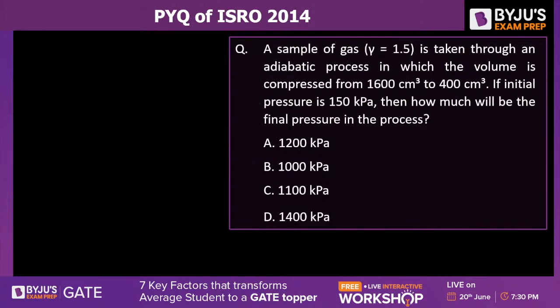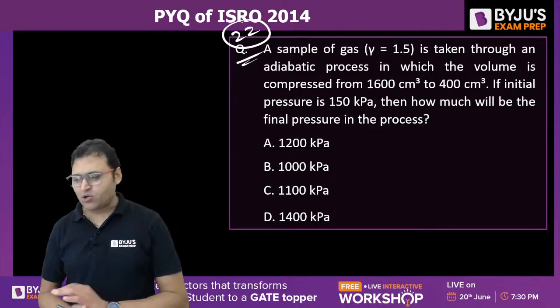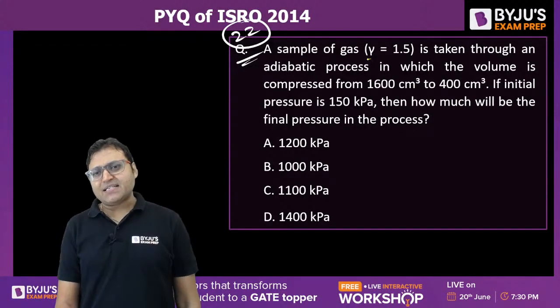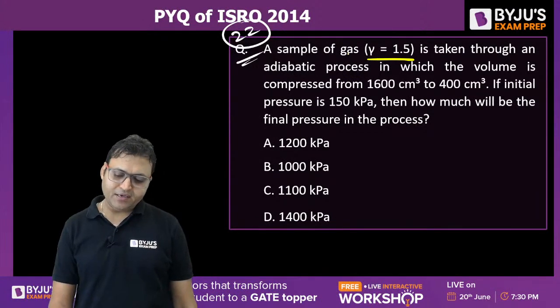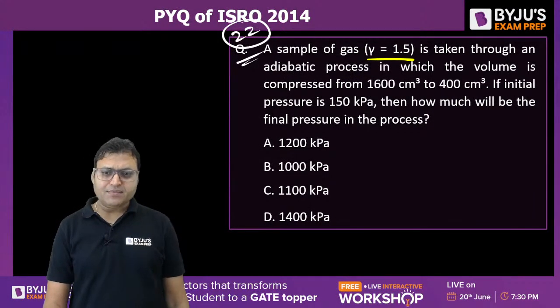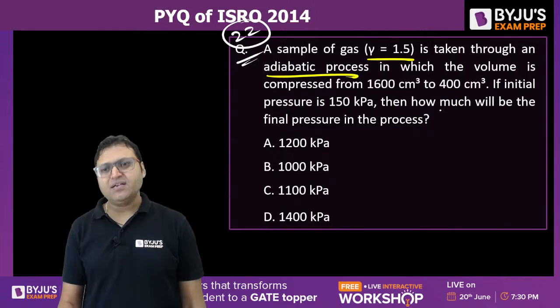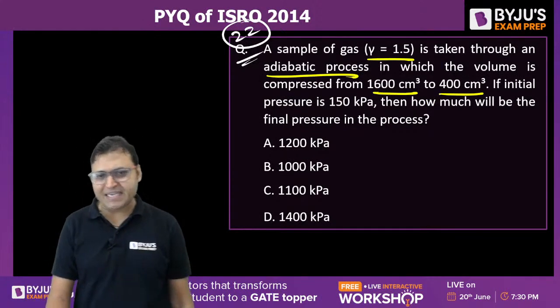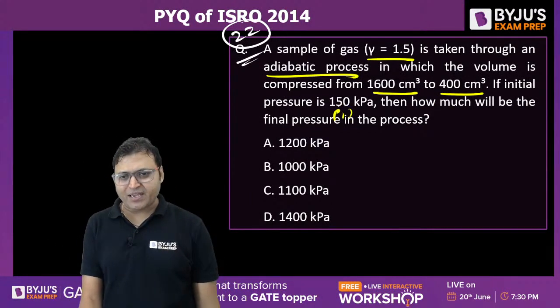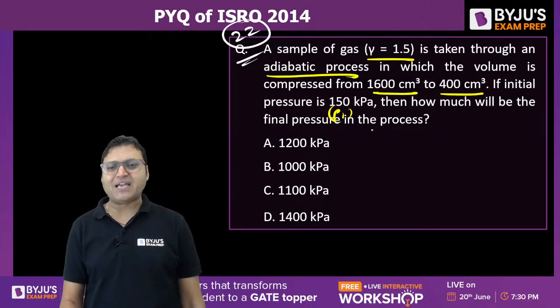Question number 21. This is question number 22. Read the question and try to find the answer for question number 22. A sample of a gas, specific heat ratio gamma, the adiabatic index, is 1.5. It is taken through an adiabatic process in which the volume is compressed from 1600 centimeter cube to 400 centimeter cube. Volume is decreasing. It is a compression. If the initial pressure P1 is 150 kilopascal, then how much will be the final pressure in the process?